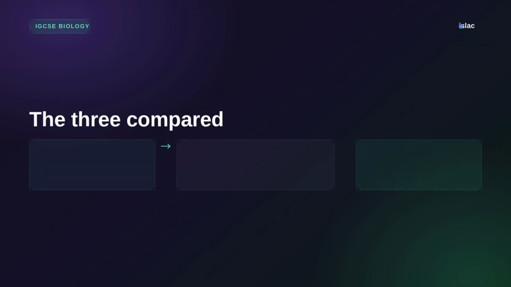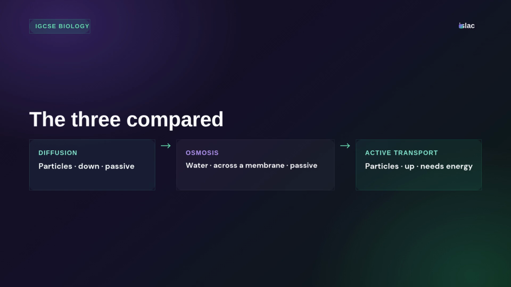Let's put them side by side. Diffusion, particles, down the gradient, passive. Osmosis, water, across a membrane, down the gradient, passive. Active transport, particles, up the gradient, and it needs energy. Direction and energy are the differences.